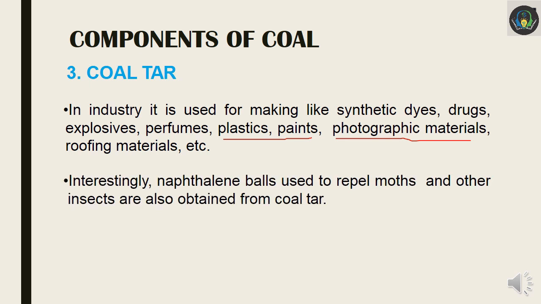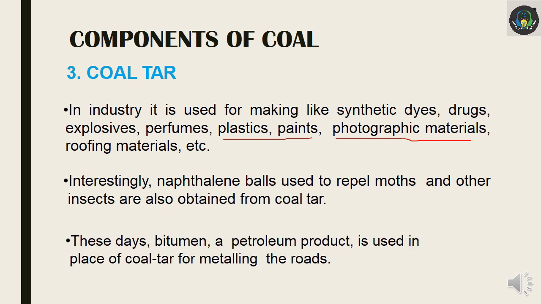Now interestingly, the naphthalene balls, if at all you have seen a white color sphere-like structure which is present even in our basins, even in the moth repellent which we are keeping under the bed so that no more moths come up, that is made up of coal tar, and hence it is a very important part of our daily life. And these days, bitumen, a petroleum product which we will be studying in the next session, is used in place of coal tar for metalling the roads.